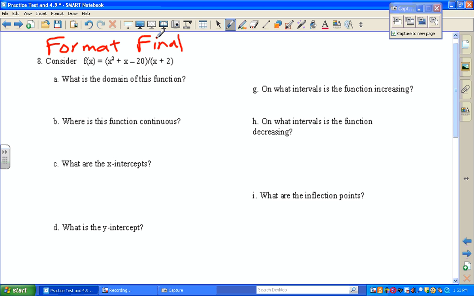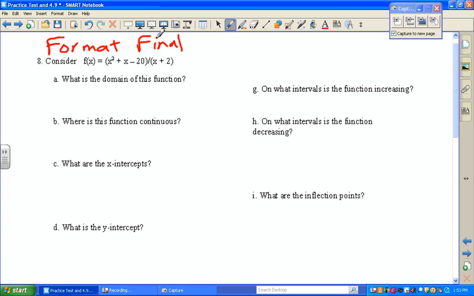Now, this format right here, quiet please. This format is how it is on your final exam. They give you a rational algebraic function with a bunch of questions, okay? The practice test you have on Monday was written before I gave this final in May, and I gave this final again in the summer. So my practice test didn't have this type of question on it, so I'm glad you're seeing it now.